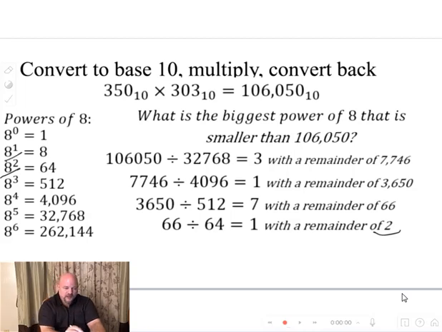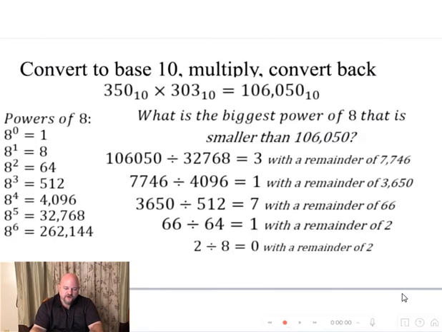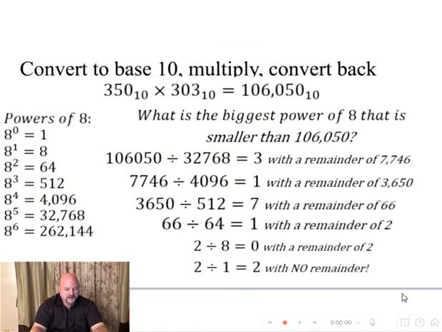And the next lowest power is 8 to the first. And now this is the part where people really get a little confused, because 8 to the first power doesn't go into 2. So what do you get when you do 2 divided by 8? Well, 2 divided by 8 is a 0 with a remainder of 2. But that 0 is important. Can't skip it. And so we're going to keep going. The next and last power of 8 that we have to deal with is 8 to the 0 power. The next thing we do is 2 divided by 1. We get 2 with no remainder.